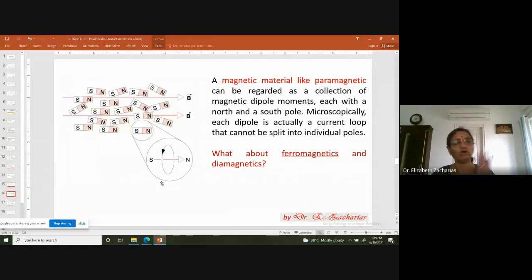Okay, now with all this in mind, let us look at any material, let's say a paramagnetic material. A paramagnetic material is simply going to be a collection of magnetic dipole moments. By now you know that a loop of current will behave like a bar magnet. So instead of showing loops, he's showing tiny bar magnets.